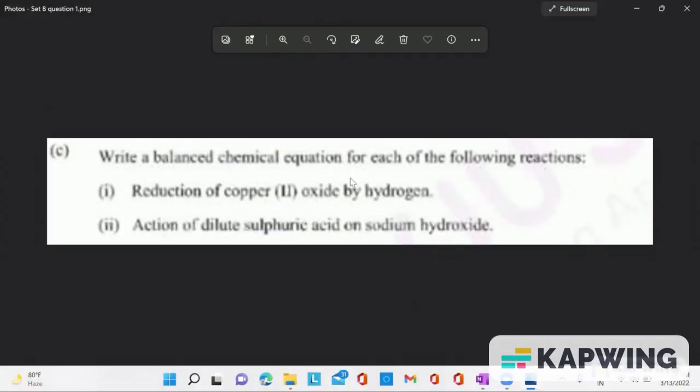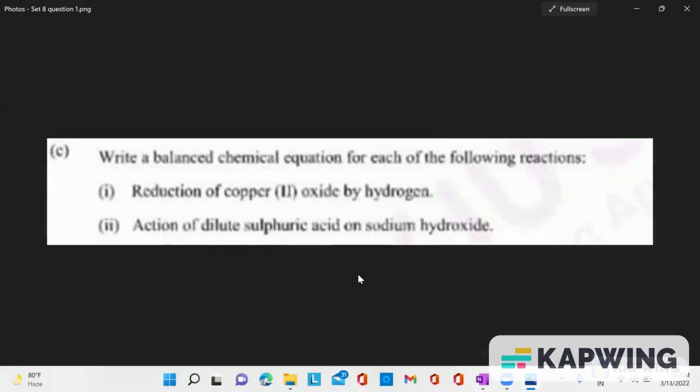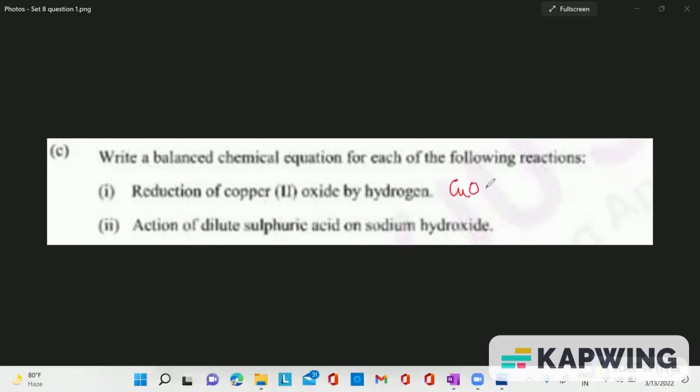Today, we will discuss one question from ICSE Class 10 Chemistry Question Paper, Paper 2. Write a balanced chemical equation for each of the following reactions. Okay, so my first question is reduction of copper 2 oxide by hydrogen. So over here, we are using the valency of copper as 2. So my answer for this one will be CuO plus H2, which will give me copper and water.